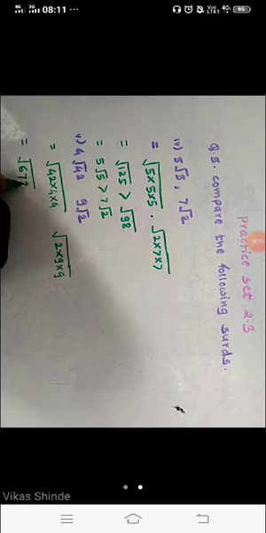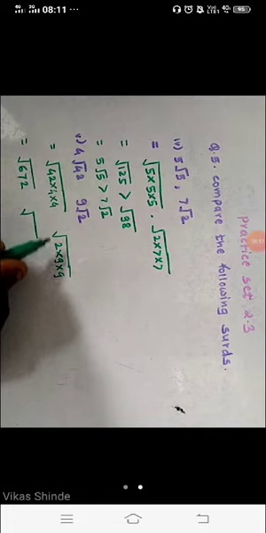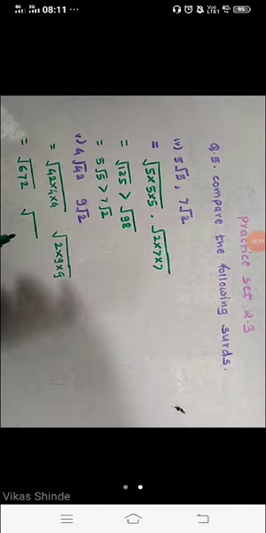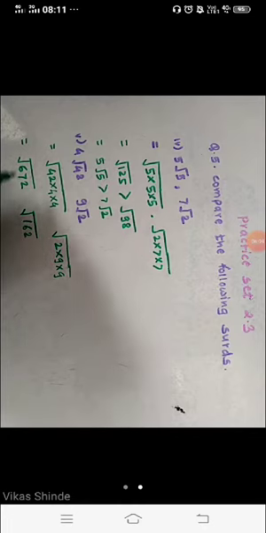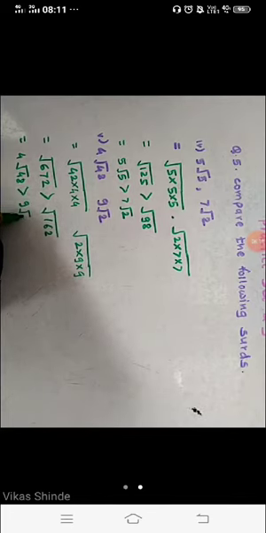Here 48, and here 9 9s are 81, 81 into 2 is 162. So the first one is greater, therefore 4 under root of 3 is greater than 9 under root of 2 here.